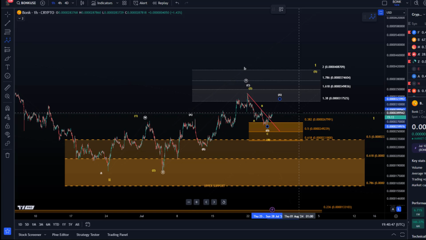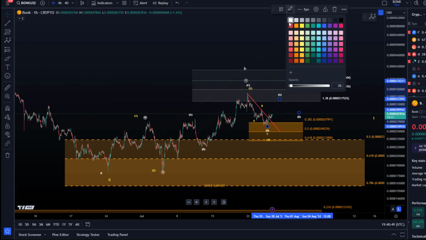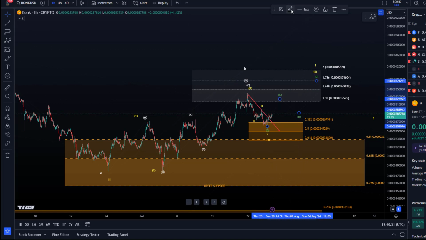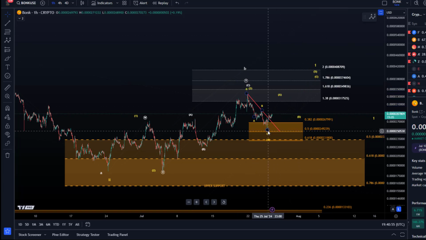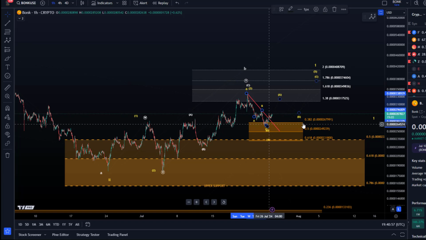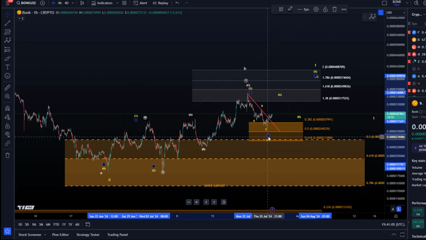So A, B, C, but I have to change it to yellow. No, that's not yellow. That's yellow. So that's what I'm watching for. The idea was we get into this support region, should find support here in the area between 267,991 and 231,800 in this wave 4. And then this 5th wave to the upside should form an ABC structure.